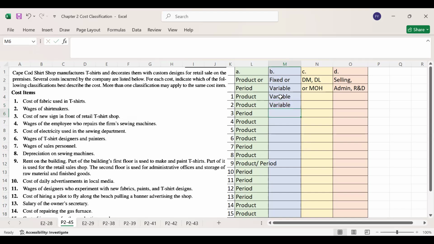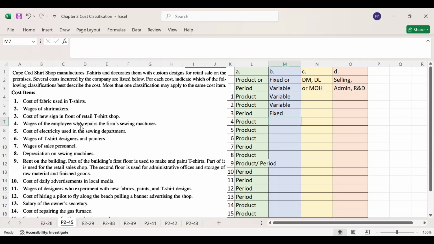The cost of a new sign in front of a product. So a new signboard is a cost of marketing, and it will be incurred one time irrespective of the number of units produced in a factory. So this will be a fixed cost.